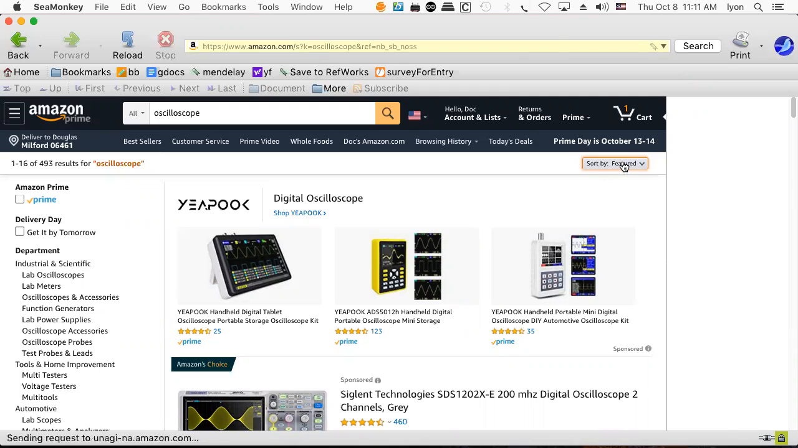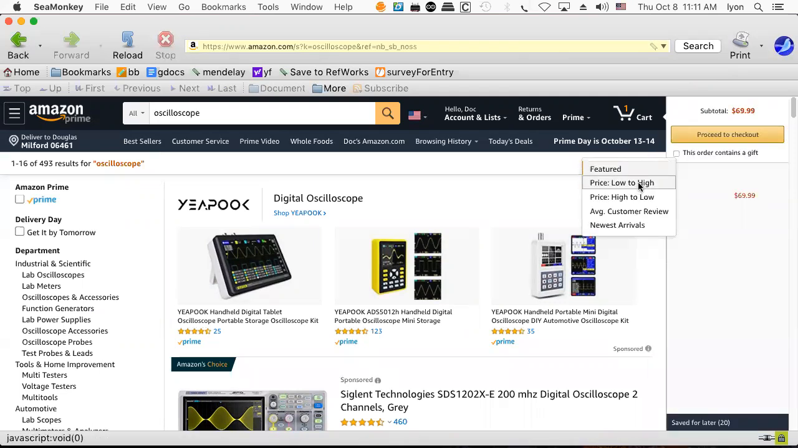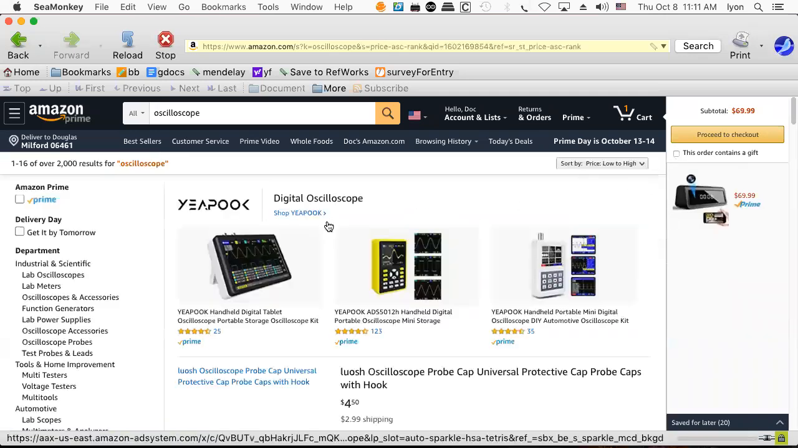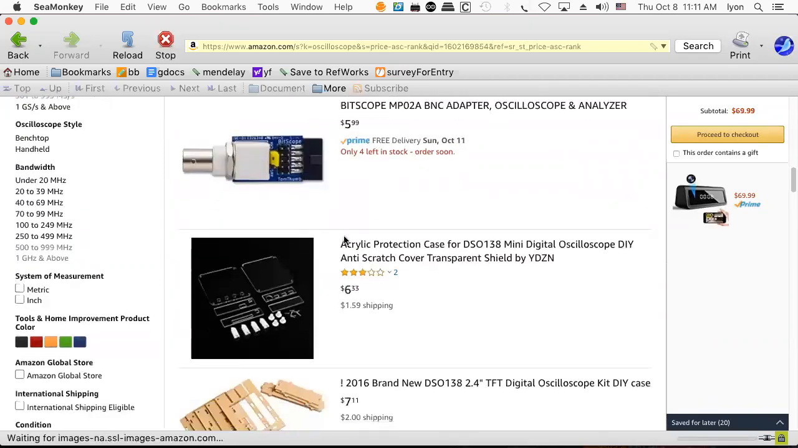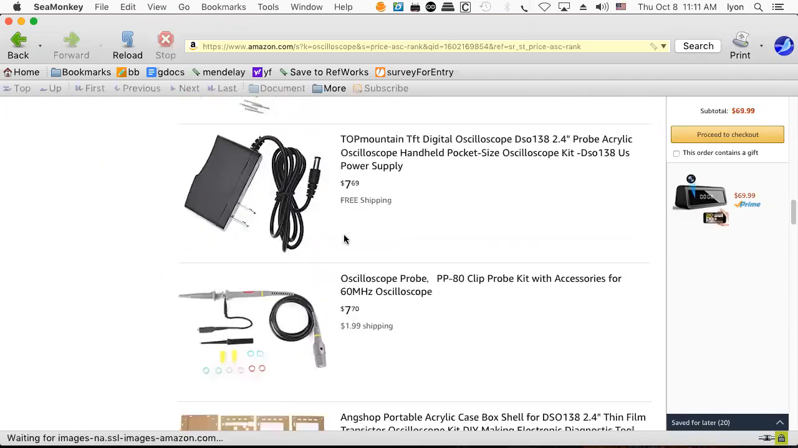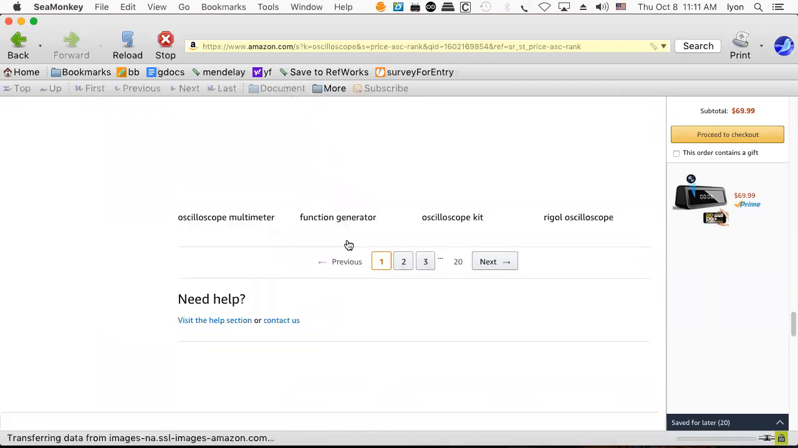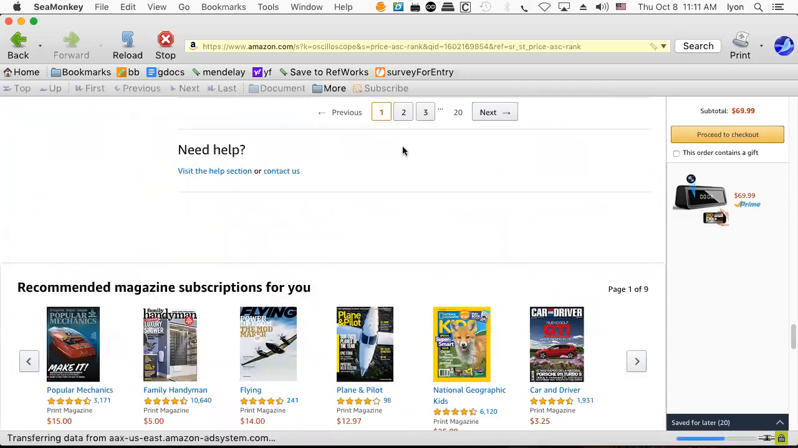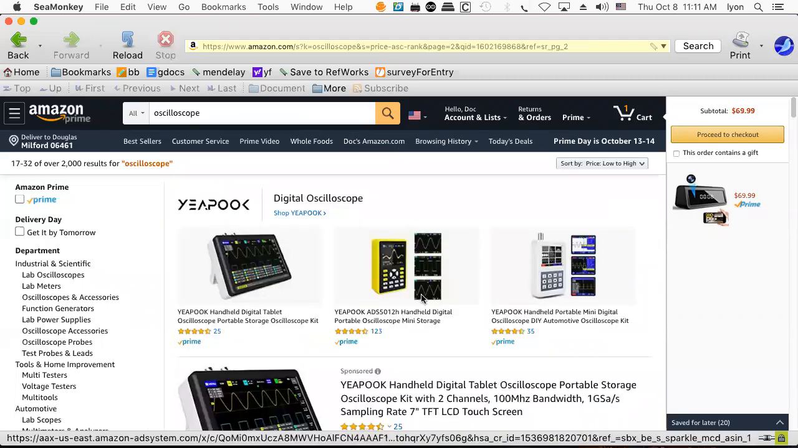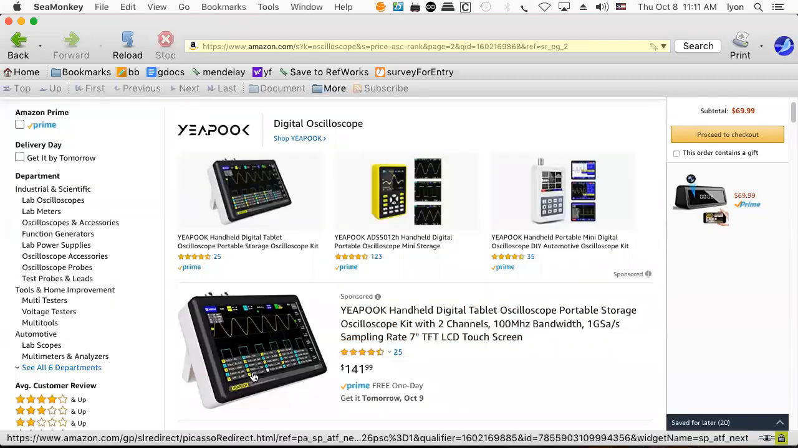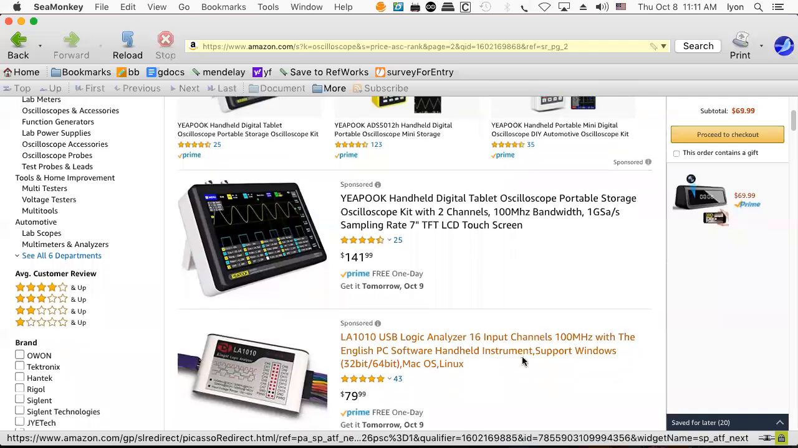Let's see if I can do this. Sort by price. It won't let me. Low to high. And let's see if we can get an O-scope in here. Because I saw a nice portable one, and it was less than $20 or something. Really inexpensive. It had the look and feel of, here's something that looks like a real O-scope. 100 megahertz bandwidth, giga samples, $141. I was like, whoa, that's cool.